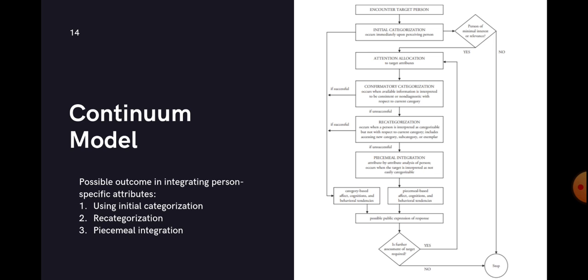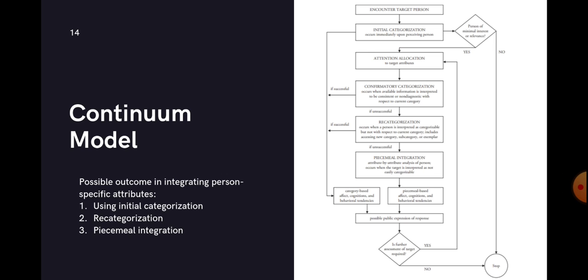And then there are three possible outcomes when I am integrating a person's specific attributes toward that target that I deem as relevant to my momentary goals. So the first one is using initial categorization. For example, if I see him reading a book about philosophy, then that additional information is interpreted as consistent with my initial categorization, which is that he is probably an intellectual guy. So I will use my initial categorization as a final outcome of the processing.